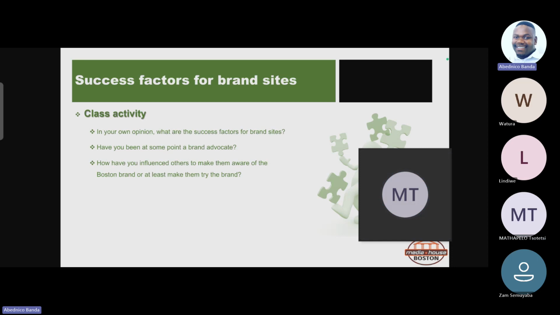So that's a buzz, and identity also affects a buzz. Guys, have you at some point been a brand advocate? I'm not asking Matapelo because she said she will never be an advocate for a brand. But we are advocates for price, not brand. Okay, I thought you said brand. When it comes to price, I'll talk for a brand. But when it comes to no price, let me tell you something.